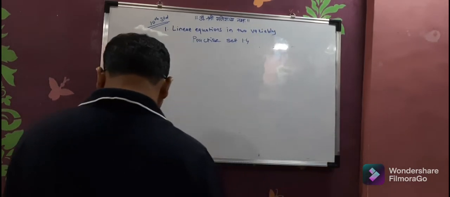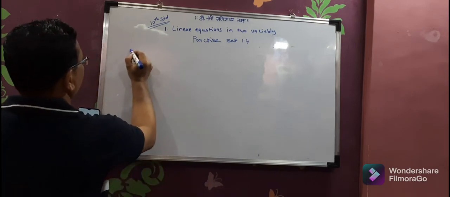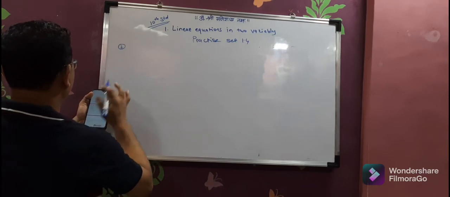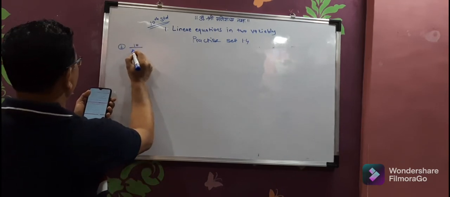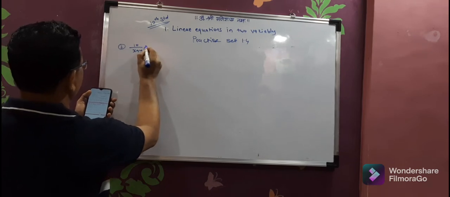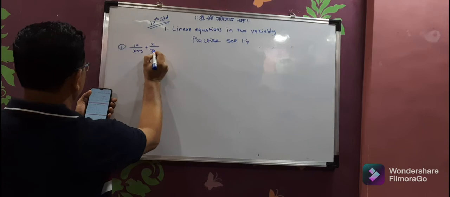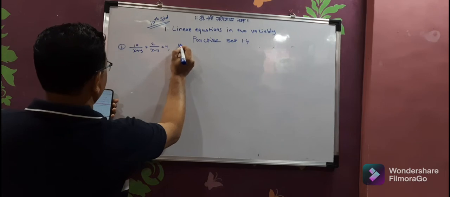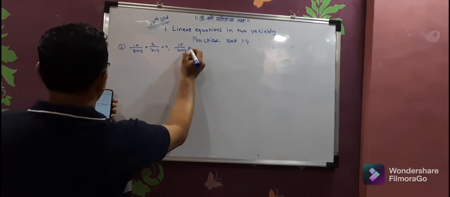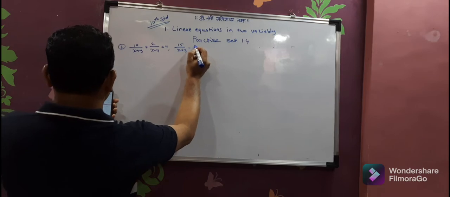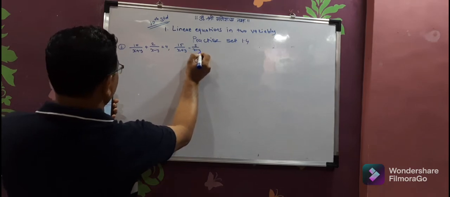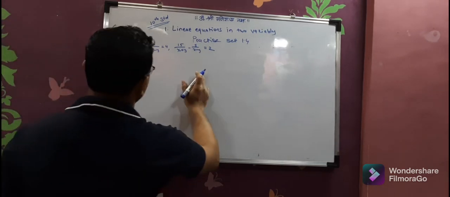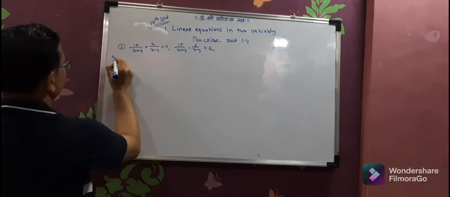Now you see problem number 2. The problem number 2 is 10 divided by x plus y plus 2 by x minus y is equal to 4, and the second one is 15 upon x plus y minus 5 upon x minus y is equal to 2. These are the two equations. These are non-linear equations. We have to make them linear equations. So what is the solution?